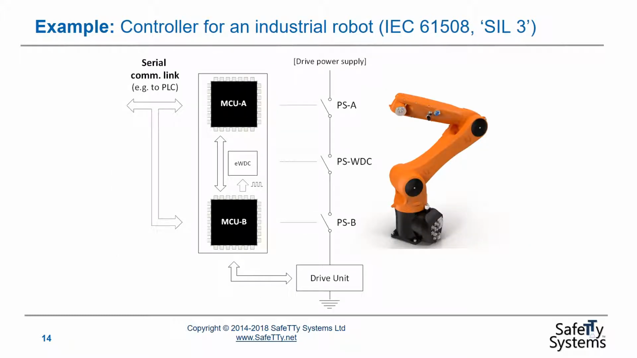Alternatively, suppose you need to develop a controller for an industrial robot in compliance with IEC 61508 SIL 3. In such designs, there's a typical requirement in IEC 61508 to have a hardware fault tolerance of 1. What this translates to in practice is that many designs at SIL 3 level incorporate 2 processors. In this example, we have 2 microcontrollers employed in the design, MCU-A and MCU-B.